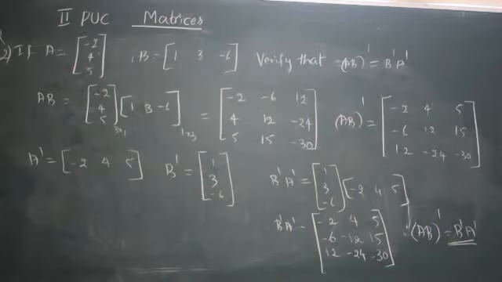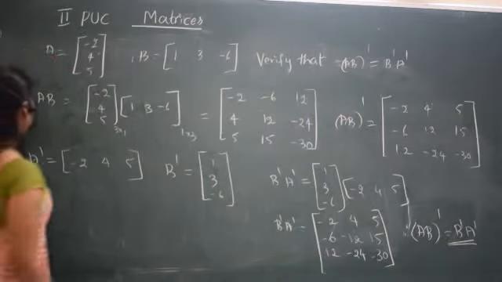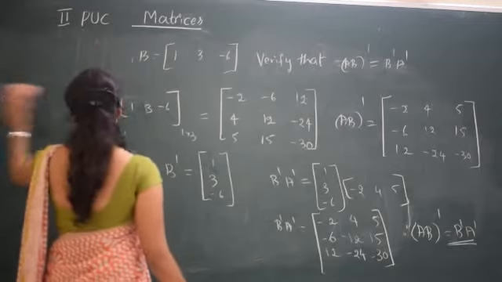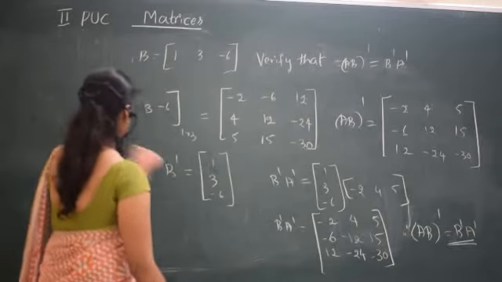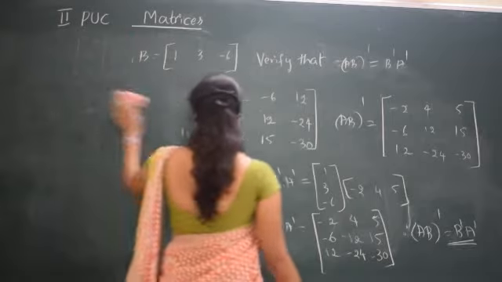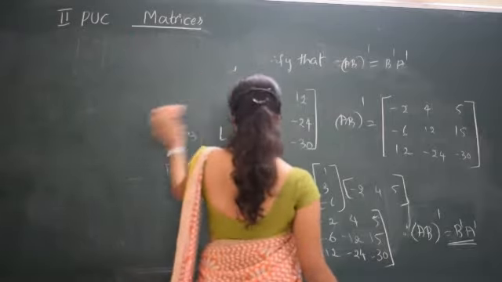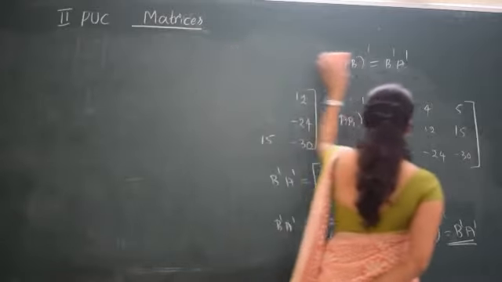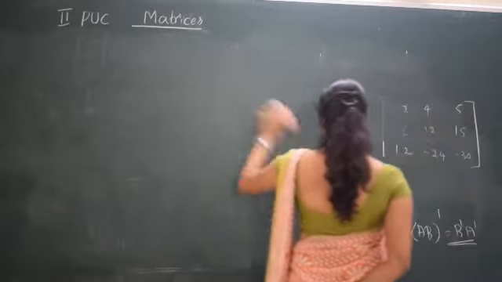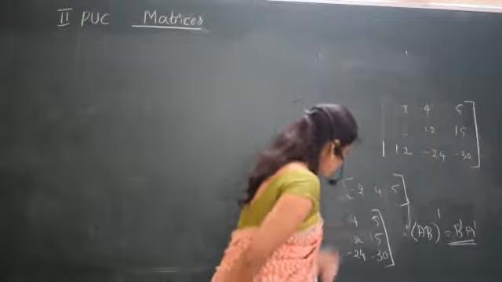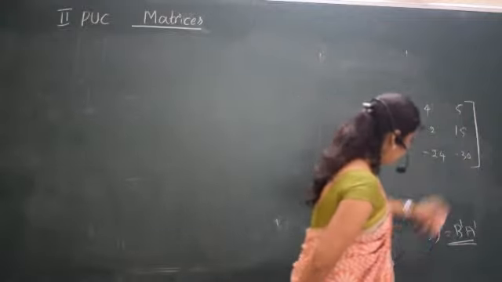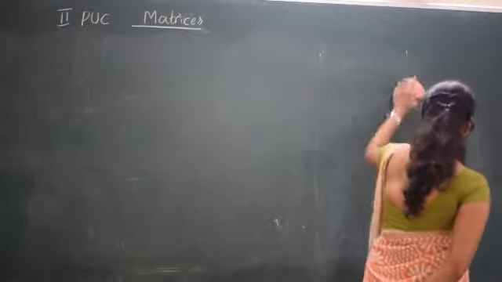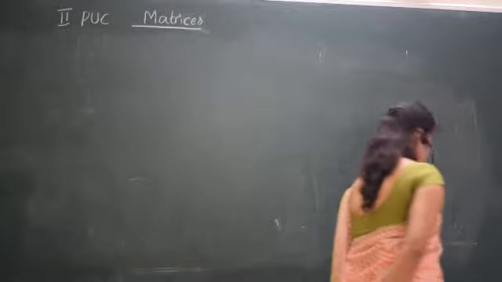AB whole transpose is not equal to A transpose B transpose. Transpose is very simple, writing rows as columns and columns as rows, but here you should know how to multiply. Already I have explained multiplication and the condition of multiplication. So based on this we have solved this, and similar problems I'll give as homework.